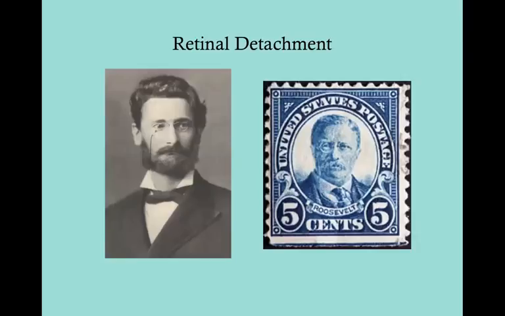All right, so there are a couple men here that had retinal detachment. The first one is Mr. Pulitzer. He's the guy that they named the Pulitzer Prize after, that they give to journalists. And this is Teddy Roosevelt, who was the 26th President of the United States. He went blind later on in his life, and the speculation is that he had retinal detachment. Unfortunately, both of these men were not alive when we actually had treatment for retinal detachment. So you could have diagnosed them all day long. There wouldn't have been anything you could do for them.